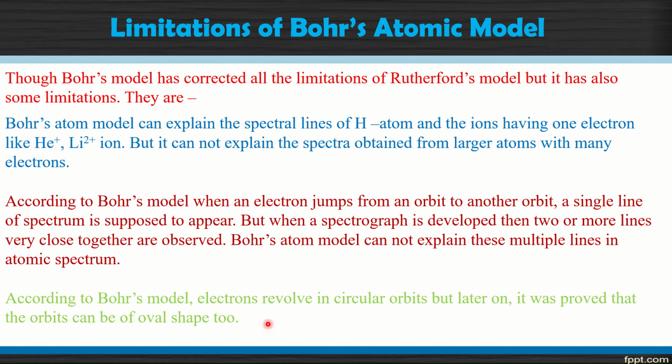According to Bohr's model, electrons revolve in circular orbits, but later on it was proved that the orbits can be of oval shape too.